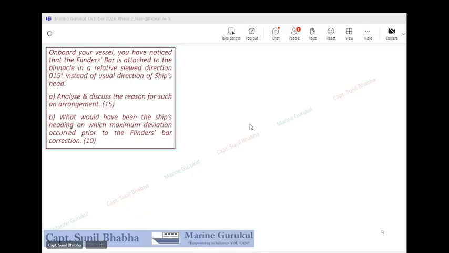We move on to the next question. The question says, on board your vessel, you have noticed that the Flinders bar is attached to the binnacle in a relative slewed direction, that is 015 degrees instead of the usual direction of ship's head. Part A of the question asks, analyze and discuss the reason for such an arrangement. And part B asks, what would have been the ship's heading on which the maximum deviation occurred prior to the Flinders bar correction?